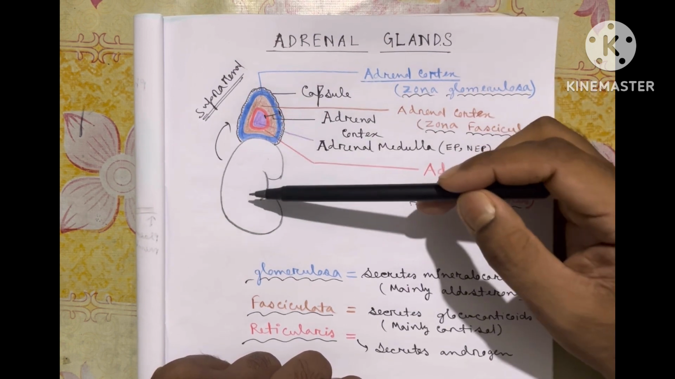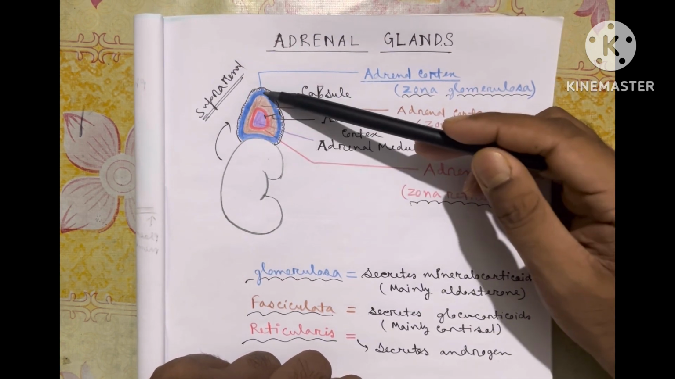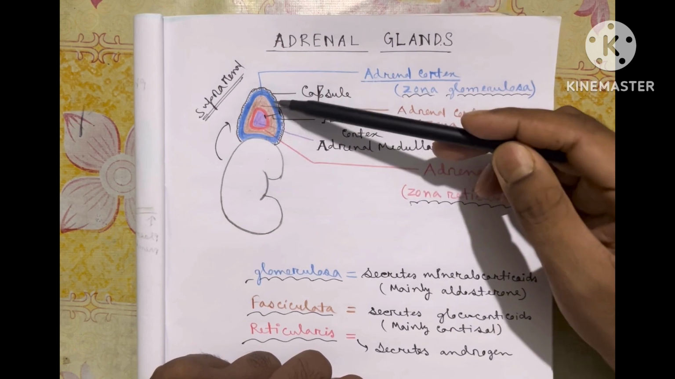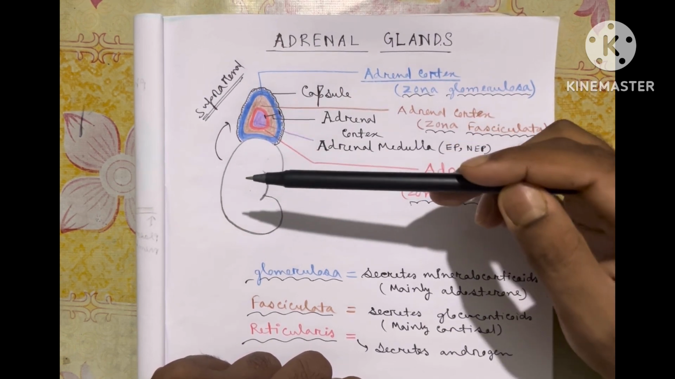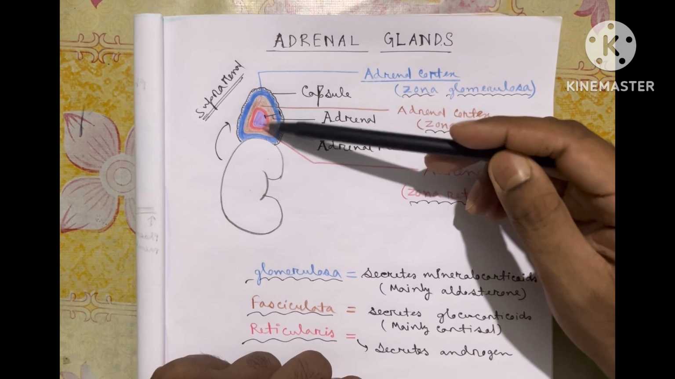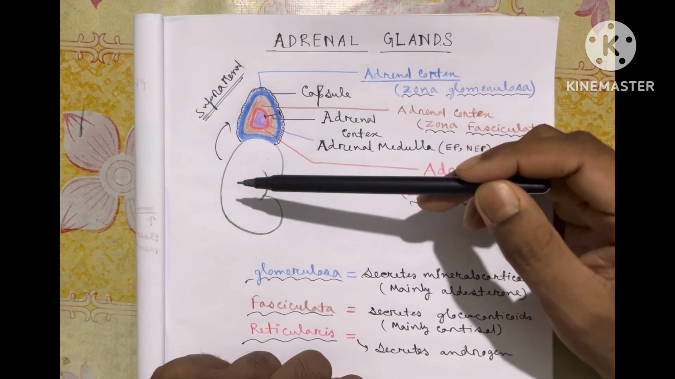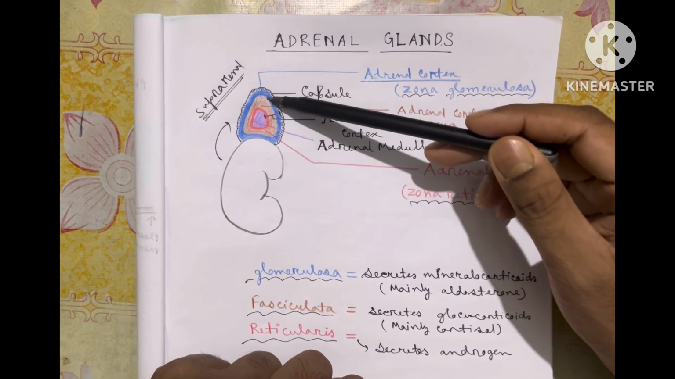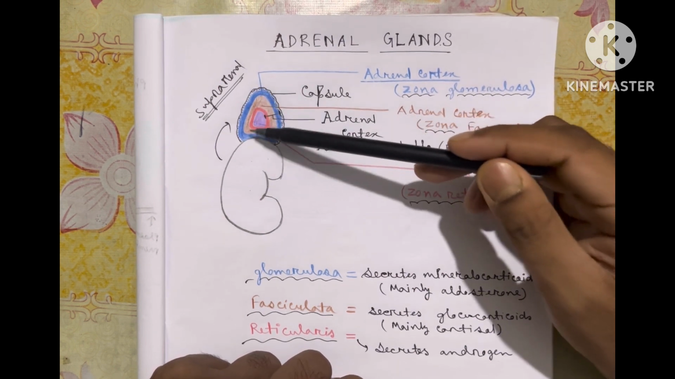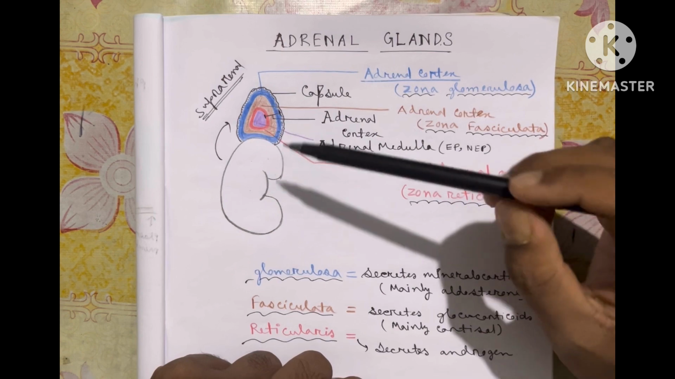So we can also say that our adrenal glands are located in the same cavity where our kidneys are present. Obviously they have to be there because they are attached to the kidneys. If the kidneys are present in the retroperitoneal cavity, definitely the adrenal glands are also present in the same cavity.